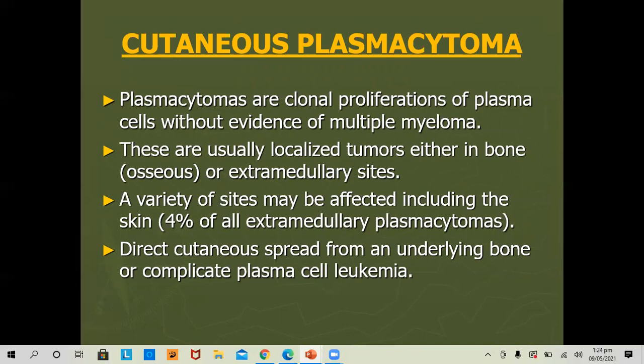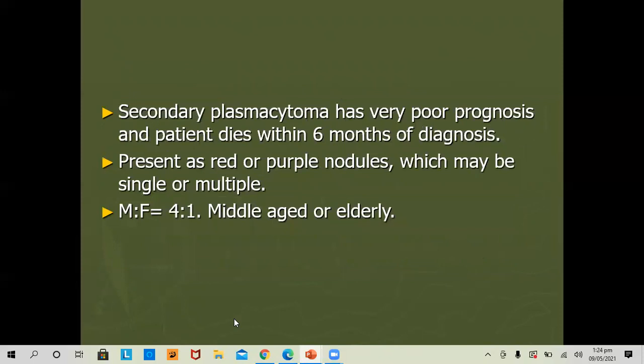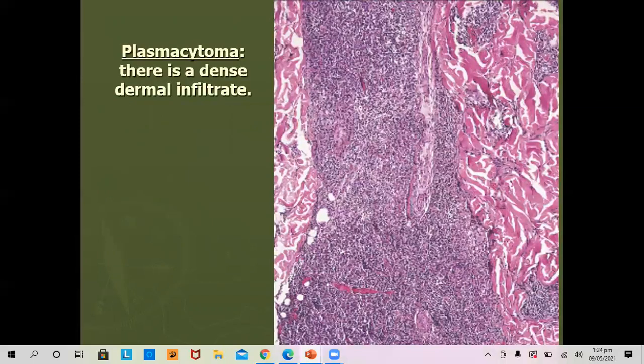Direct cutaneous spread from underlying bone or complicated by plasma cell leukemia. Solitary plasmacytoma has poor prognosis, and patient dies within 6 months of diagnosis. Clinically present as red or purple nodule, may be single or multiple. Male-female ratio is 4:1, and mainly patients are middle-aged or elderly.